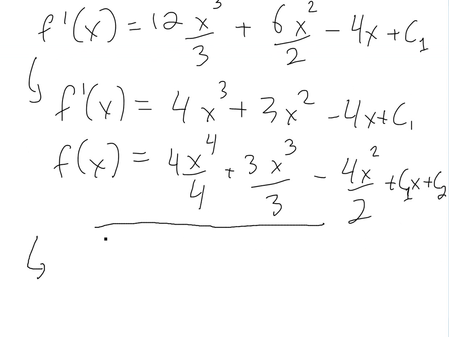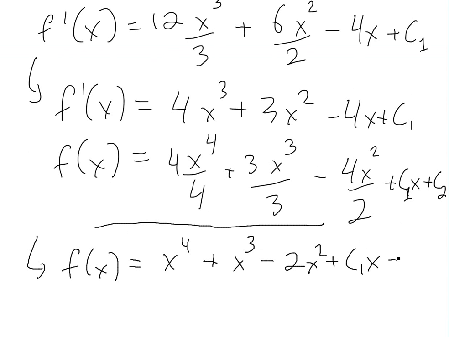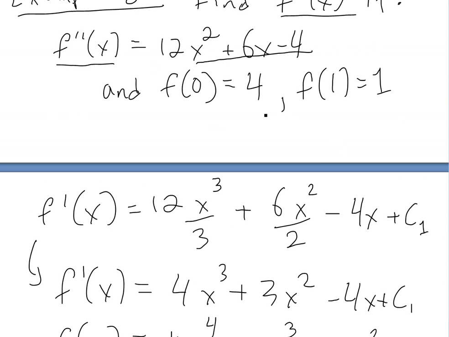Now let's simplify this a bit further just by dividing out the constants. So we're going to get f of x equals, well, the 4's cancel, x to the 4. The 3's cancel, x cubed. This is going to be minus 2x squared plus c1 x plus c2. So now let's plug in what we know to solve for the two constants. We're going to get two equations and two unknowns, c1 and c2, and we can solve for them.